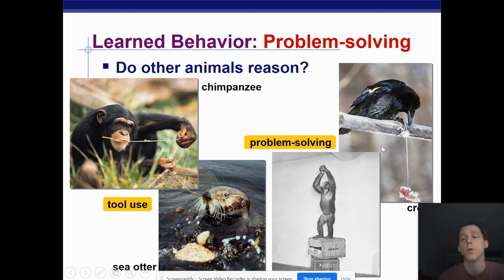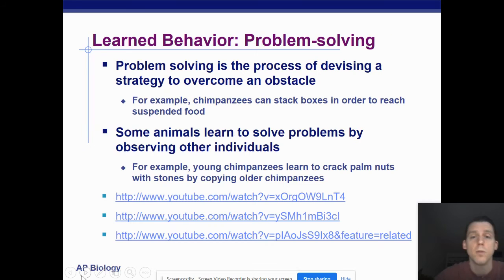Crows, as I mentioned before, are very smart animals. The crows can learn to get the food by pulling up the string, which may not seem that exciting, but it's actually a pretty amazing thing that an animal can figure out how to pull up a string to get the food, right? That's a few steps, more steps than most animals can do. So problem solving is the process of devising a strategy to overcome an obstacle, such as the stacking boxes example.